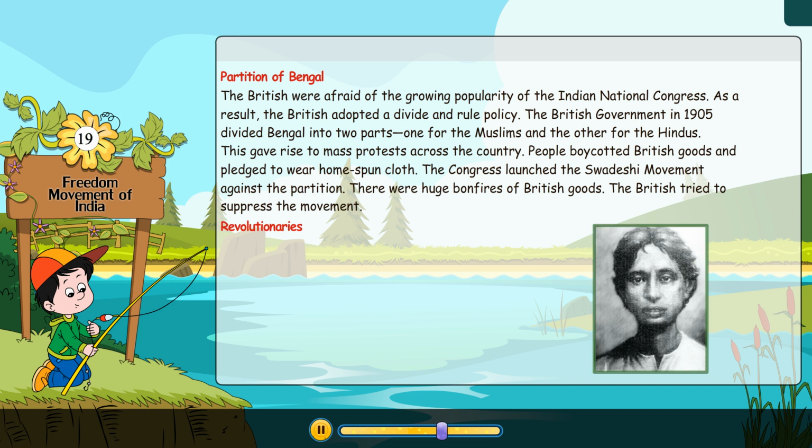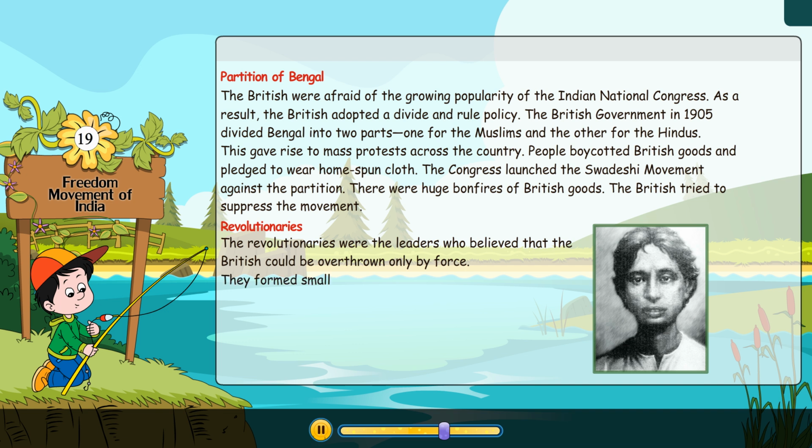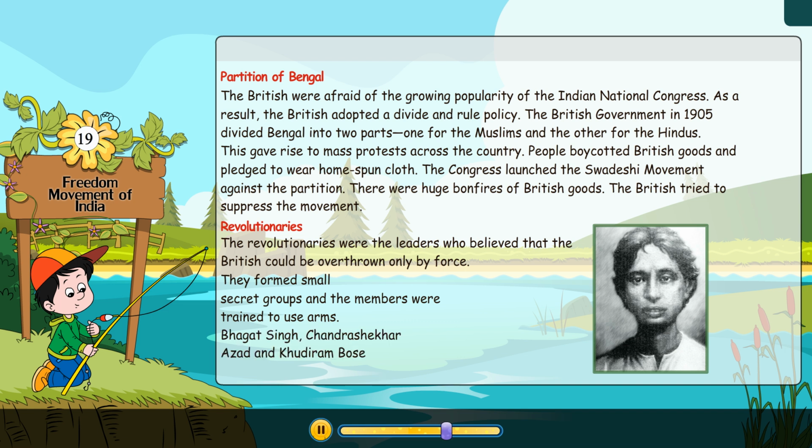Revolutionaries. The revolutionaries were the leaders who believed that the British could be overthrown only by force. They formed small secret groups and the members were trained to use arms. Bhagat Singh, Chandrasekhar Azad and Khudiram Bose were some such prominent revolutionaries.